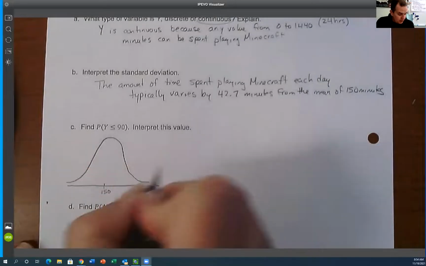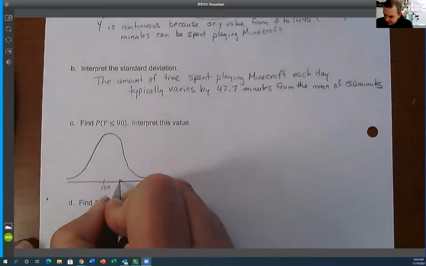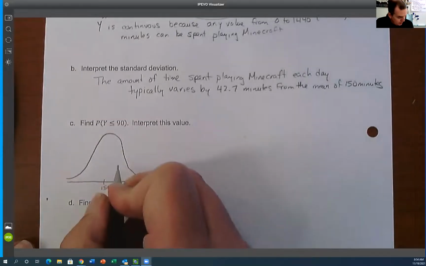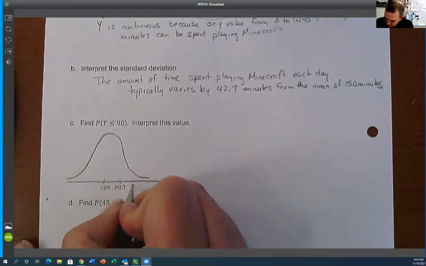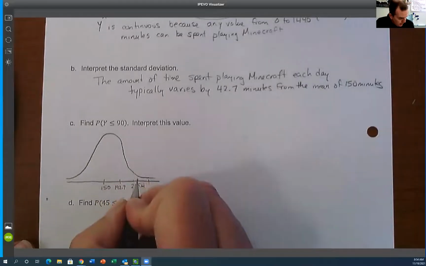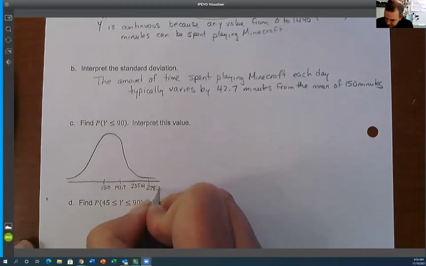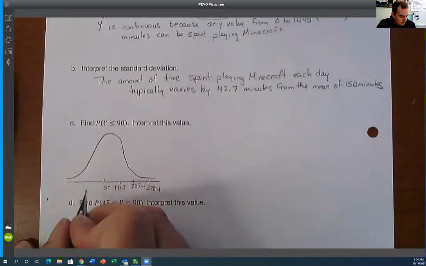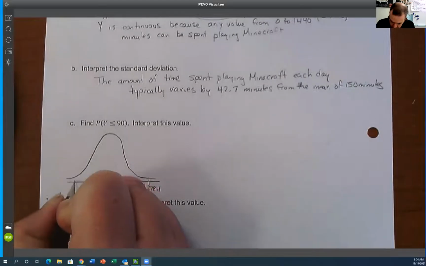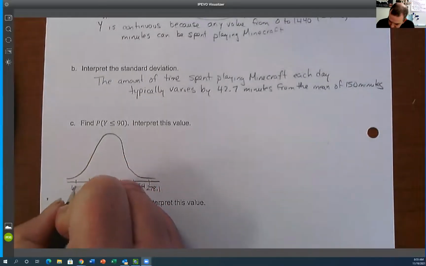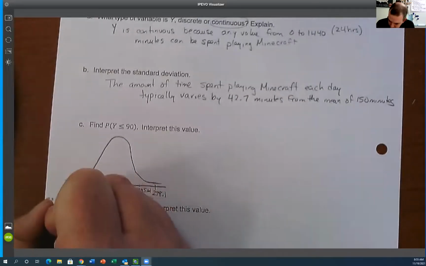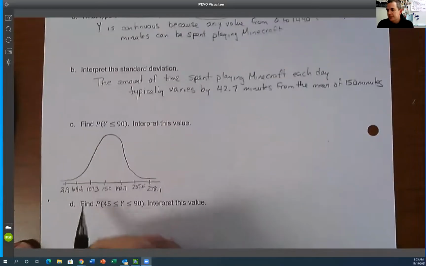What we're going to do is add 42.7, subtract 42.7. So this one's going to be 192.7, then 235.4, and last, 278.1. Then we subtract our 42.7, which gives me 107.3, then 64.6, and finally 21.9. So there's our plus and minus 3 standard deviations.